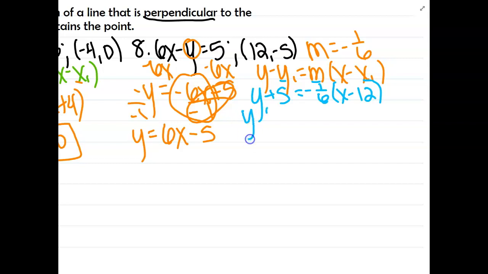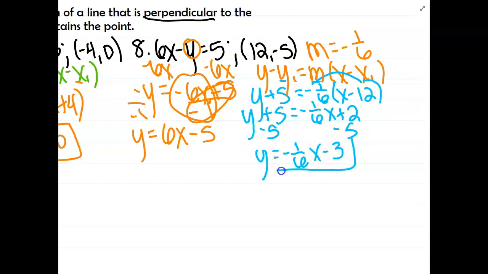So we're going to distribute the negative 1/6. y plus 5 equals negative 1/6x. Then when you take negative 1/6 times a negative 12, a negative times a negative gives me a positive. And then remember, take the big number divided by the number underneath. 12 divided by 6 would be 2. Multiply by the numerator, would be a 2. This would be negative 1/6x plus 2. And then finally subtract 5 from both sides. So y equals negative 1/6x minus 2.